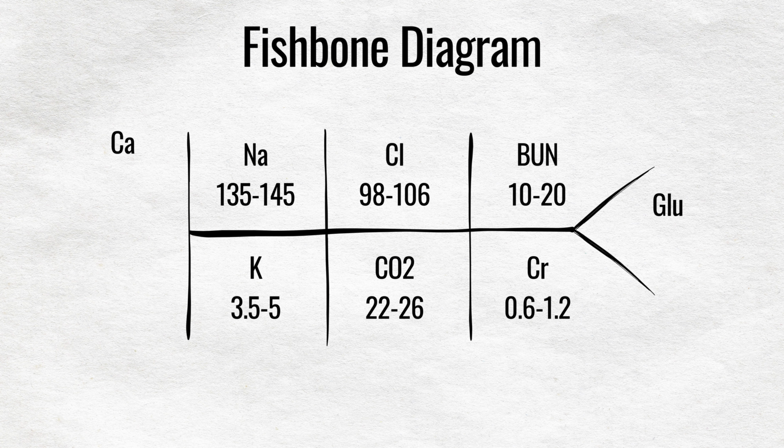The normal fasting glucose is 70 to 110, but this is highly dependent on when the patient last ate or drank. And the last value in the BMP is the total calcium level, for which the normal range is 8.5 to 10.5 milligrams per deciliter. Now that you know the normal values, the next step is to understand the significance of each value and its function in the body.